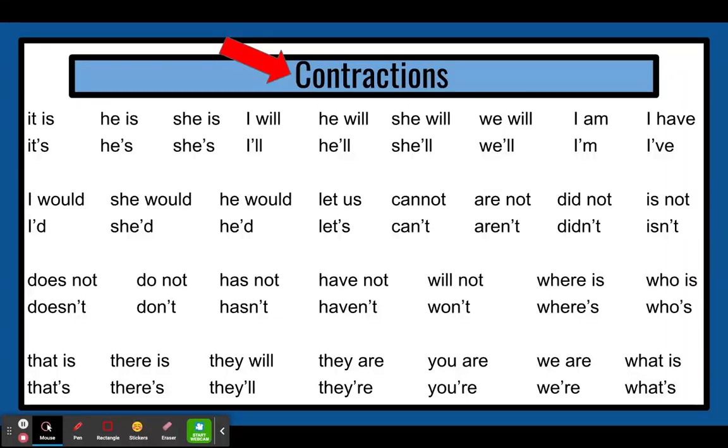We are becomes we're. What is becomes what's. And let's read this contraction line. That's, there's, they'll, they're, you're, we're, what's. Okay. And there are some more contractions, but these are the ones that are the most common that you will see mostly in your reading.